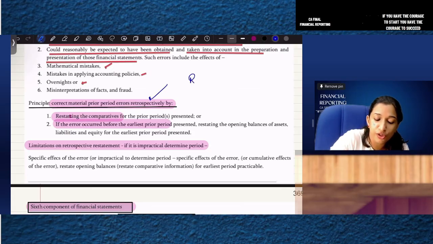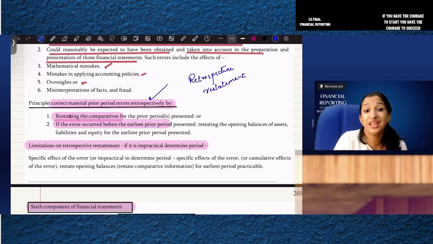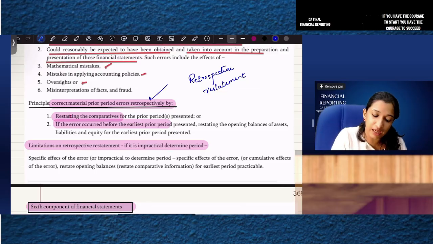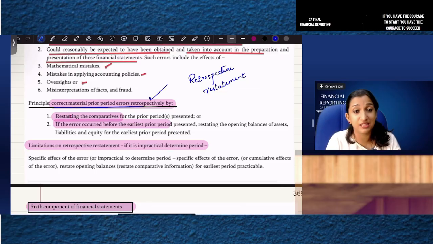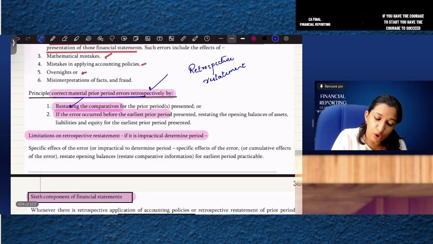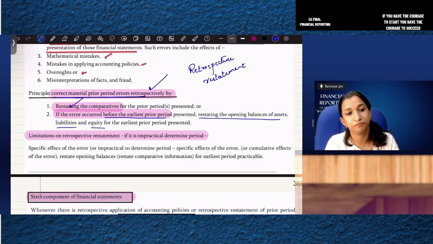You do retrospective restatement. If it is an accounting policy change, it is retrospective application. Here it is retrospective restatement. So correct material prior period errors retrospectively by restating the comparatives. If the error occurred before the earliest prior period, restate the opening balance of assets, liabilities and equity.